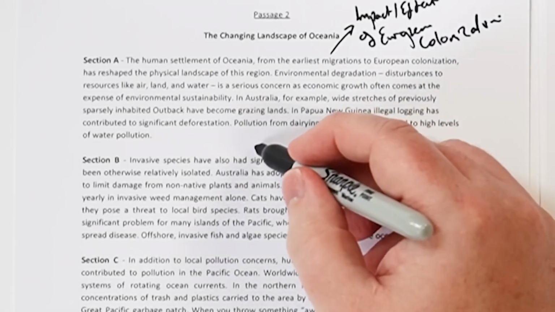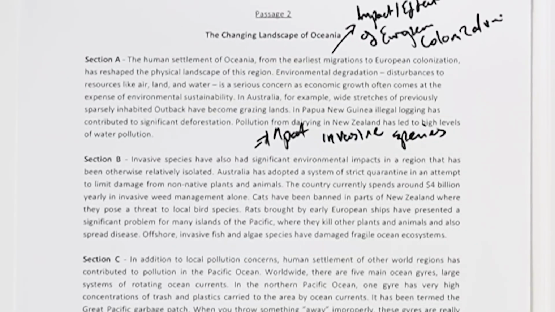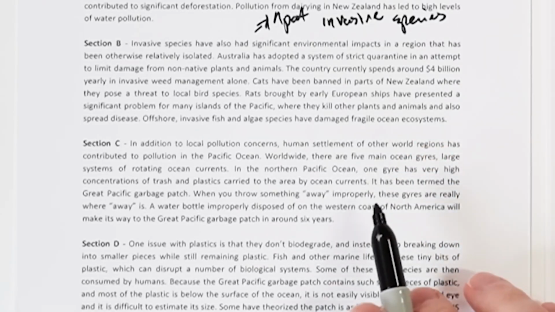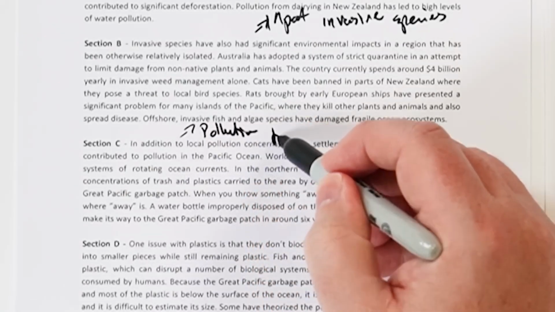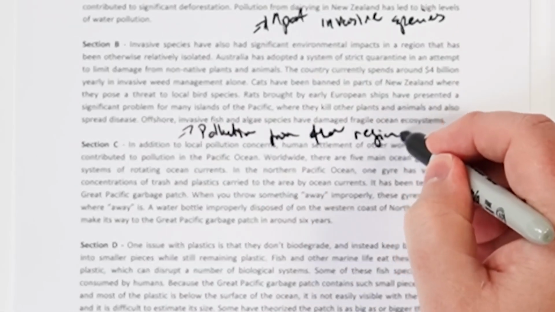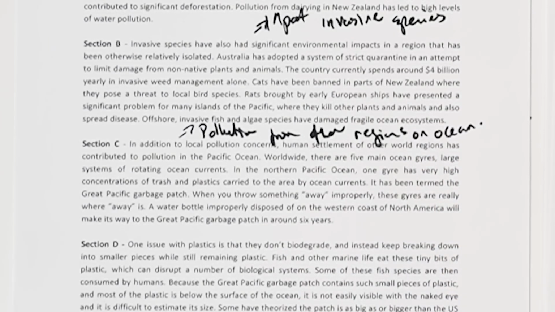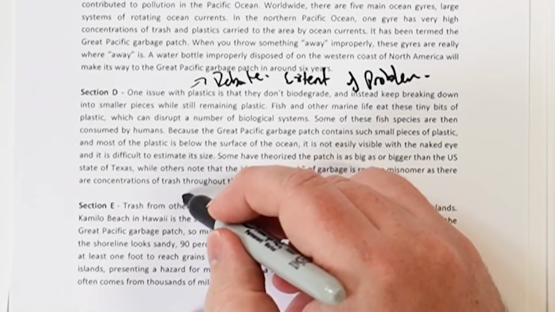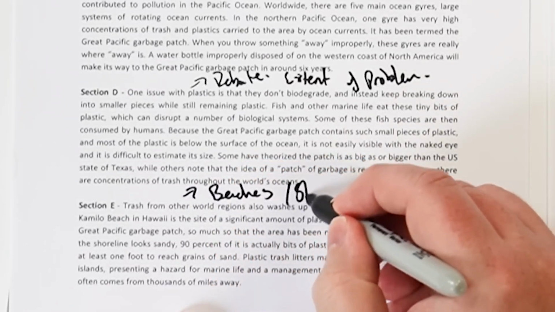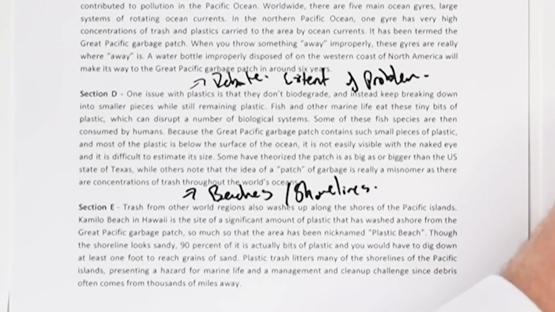And this is more the impact of invasive species, plants and animals that are not from that area. So this is really talking about pollution from other regions having an impact on the Pacific Ocean. So this is pollution from other regions, let's say on oceans or ocean. This seems to be about a debate about the extent of the problem, maybe. This is about beaches, shorelines. This is about climate.